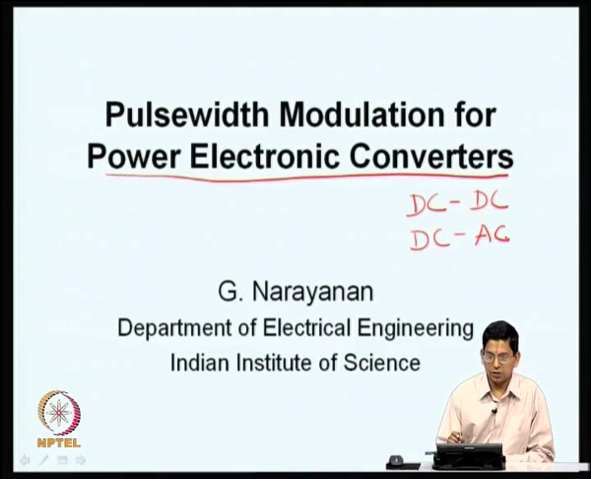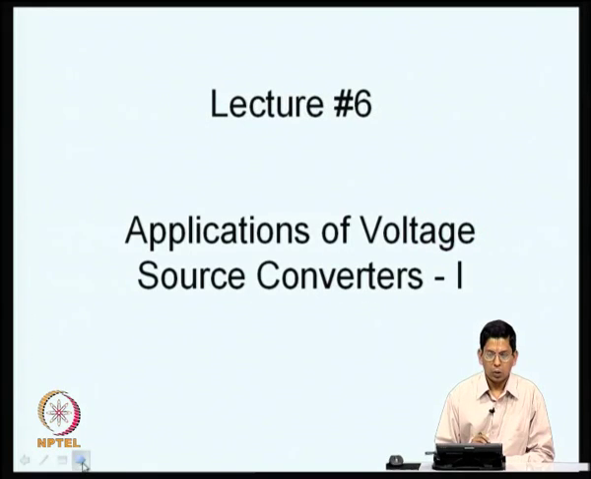In DC to AC converters, we looked at both the voltage source and the current source converters, and in the voltage source we looked at both the 2 level inverter and the so called multi level inverter. So, today we are supposed to be looking at the applications of voltage source converters. It is basically an overview of various applications.